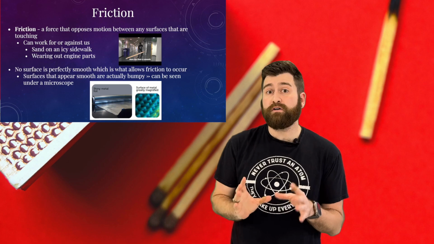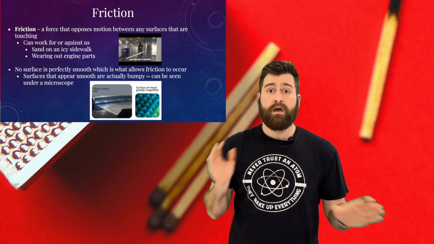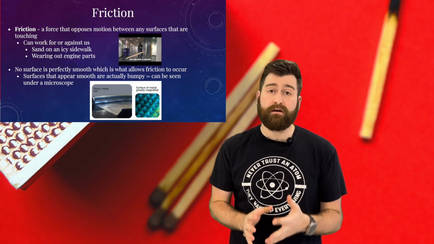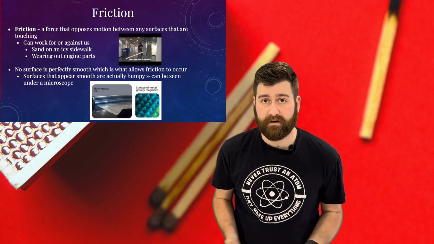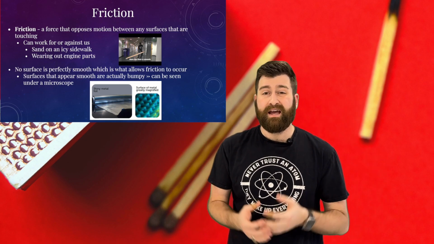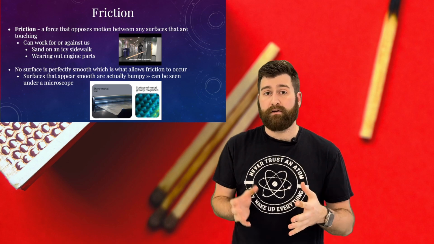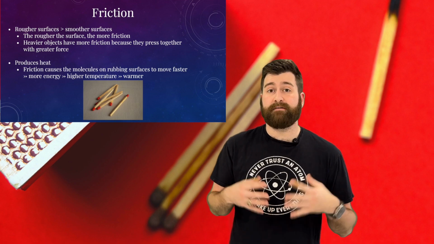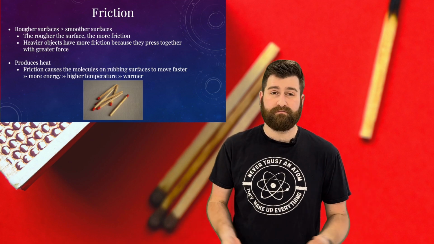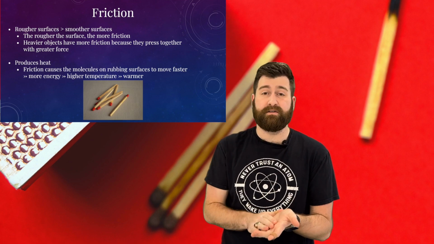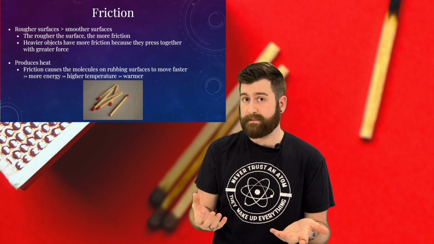Now, no surface is perfectly smooth, which is what allows friction to occur. Even surfaces that appear smooth, like your phone screen, for example, or the screen of this computer, are actually bumpy, which you can see under a microscope. Rougher surfaces have more friction than smoother ones do, which is visible to you most of the time because you can see the surface is rougher, or feel it if you can't see it.